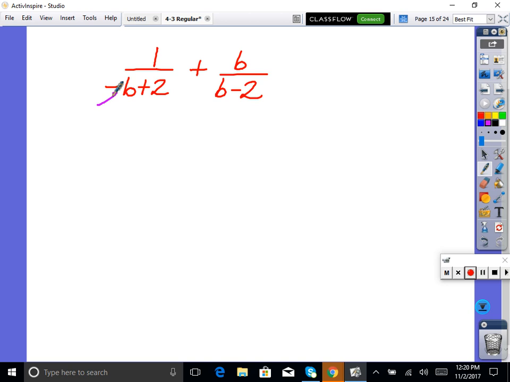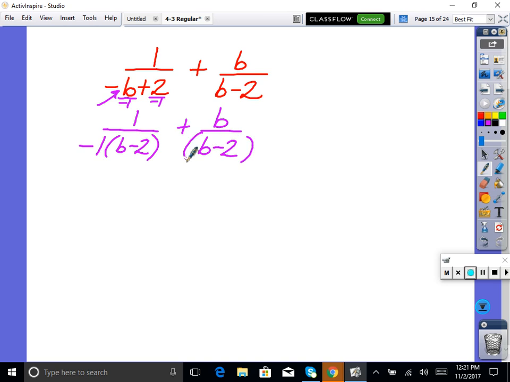Is this denominator considered factored? No, because there's a negative. So let's rewrite that denominator factored. What should I pull out? A negative 1. Divide by negative 1, divide by negative 1. Left is b minus 2, isn't it? Then we have plus b over b minus 2.